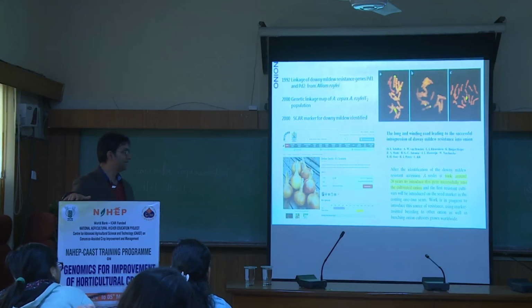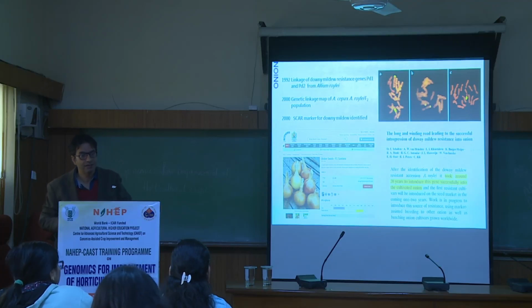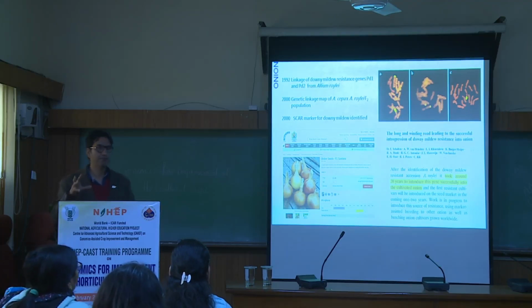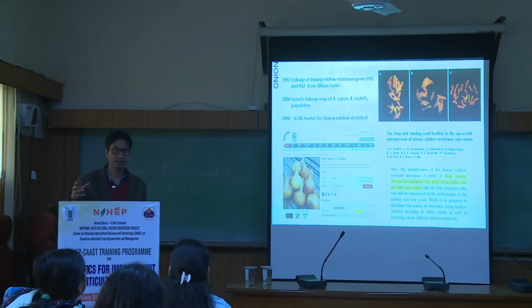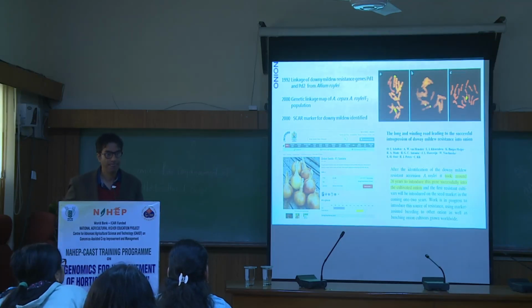Then comes a very classical example. It is a classical one, and I don't know why they don't show this example. Every time they show the example of Sub1A, submergence tolerance in rice. We don't have any other example. It is every time rice. Because downy mildew is a problem in Europe.